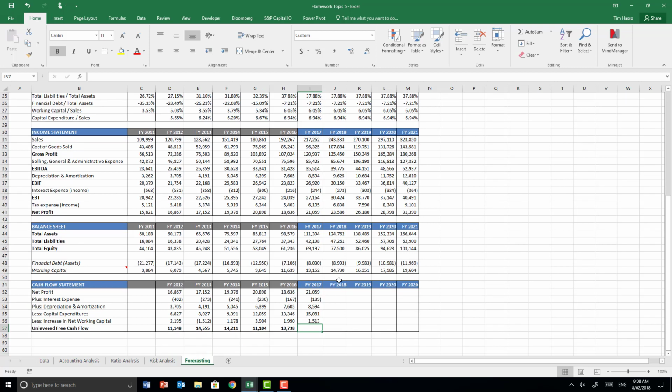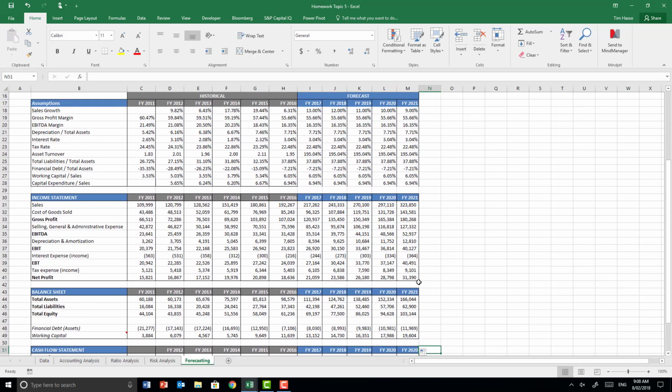And then to calculate the unlevered free cash flows, we take our net profit plus our interest expense plus our depreciation minus our capital expenditure and minus our increase in net working capital. And it should be 12,869. We just highlight these, drag it to the right, and you're effectively done with the forecasting section. Again, remember to go down below and answer the theoretical questions that are assigned for this particular week. Once you're done, just upload everything to iLearn.